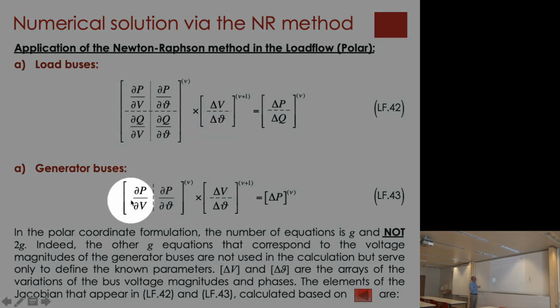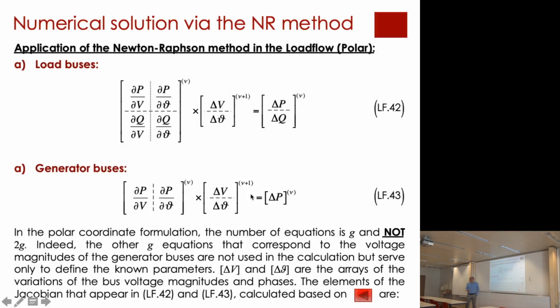So the Jacobian for the generation buses is very simple. It's composed by the dP over dV, dP over d zeta. The unknowns are dV and delta zeta, as always. And the delta Y is just the delta P because the delta V does not exist. V is fixed.